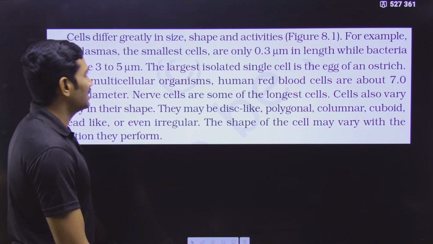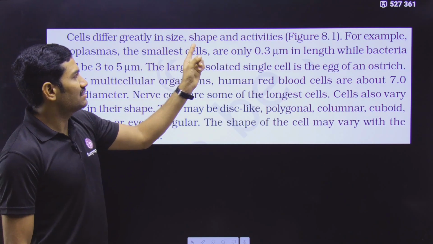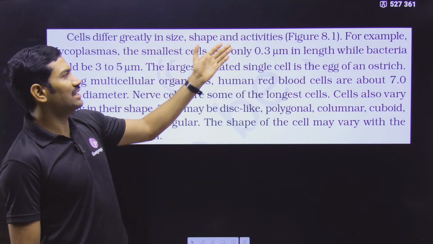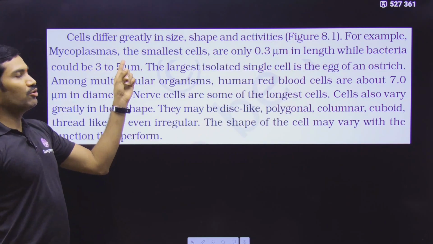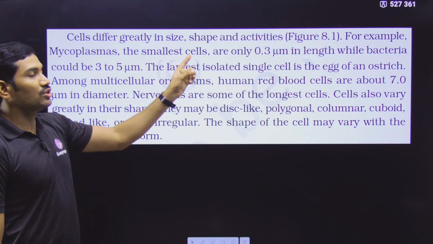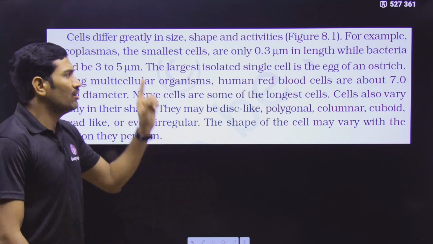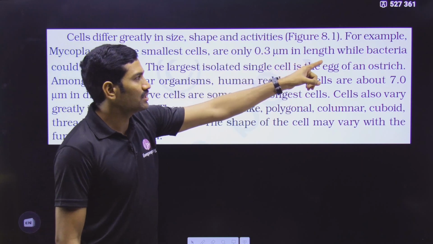Now let us quickly read the NCERT lines for this. Cells differ greatly in size, shape and activities. So different cells have different sizes, different shapes, and they perform different activities. For example, mycoplasma. What is this mycoplasma? This is the smallest cell. Smallest cell, very clearly they gave. Don't consider viruses as cells. Mycoplasma are the smallest cells, and they are only 0.3 microns in length.